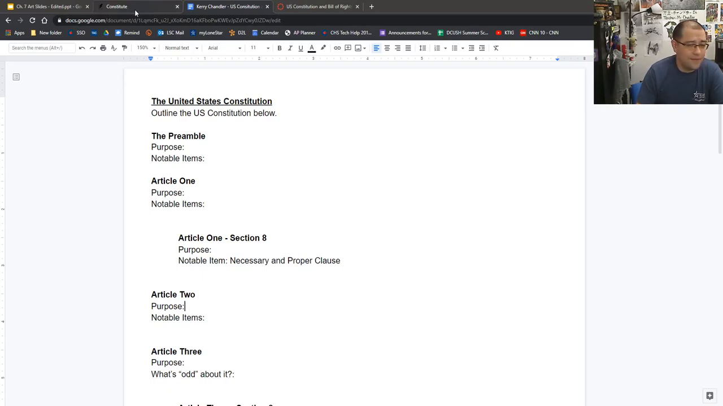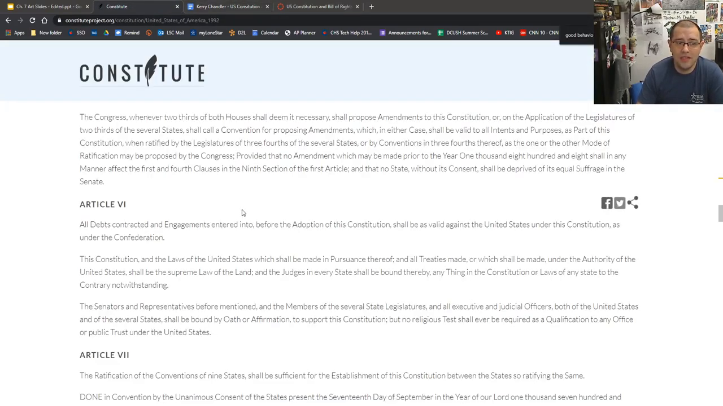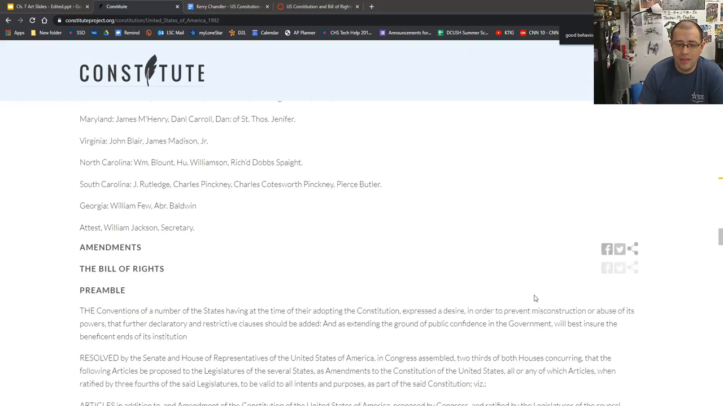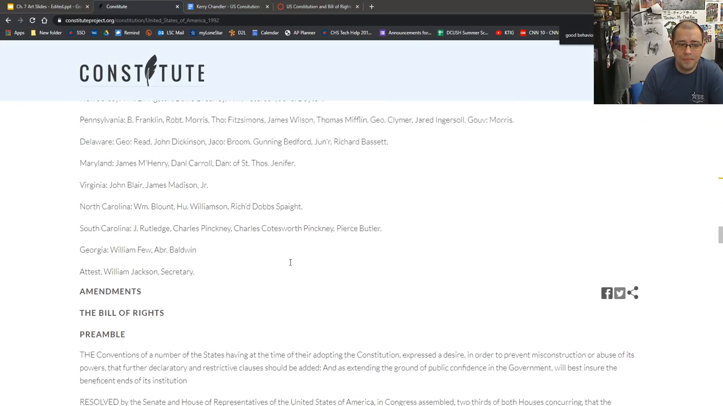You might find it helpful to have a copy of the Constitution out for yourself. You can find a copy of the Constitution at the end of your textbook in the appendix. You can also find it by just Googling Constitution. I did that, and I went to constituteproject.org, which just has the full text of the Constitution with each article and section shareable, which I thought was pretty neat.